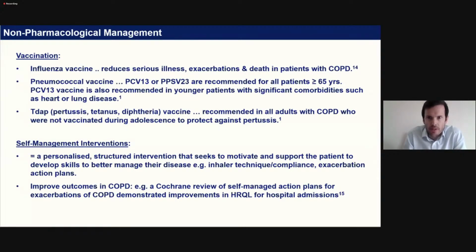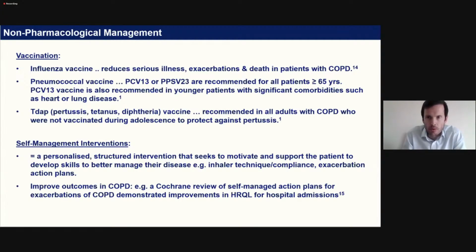Pneumococcal vaccination with the PCV13 or PPSV23 vaccine is recommended for all patients who are 65 years of age or older. And GOLD also recommends that the PCV13 vaccine is also recommended in younger patients with significant comorbidities such as heart or lung disease.